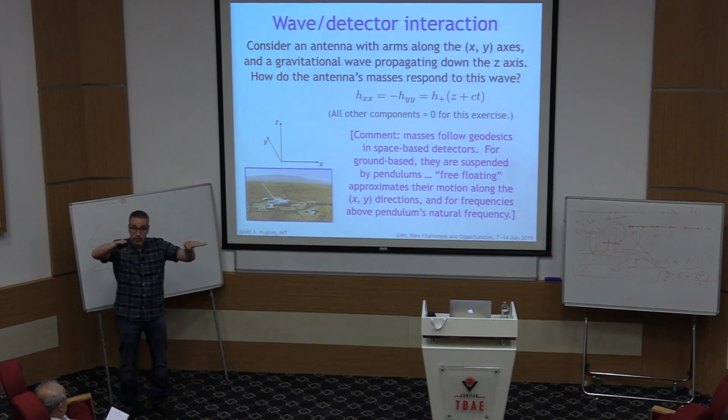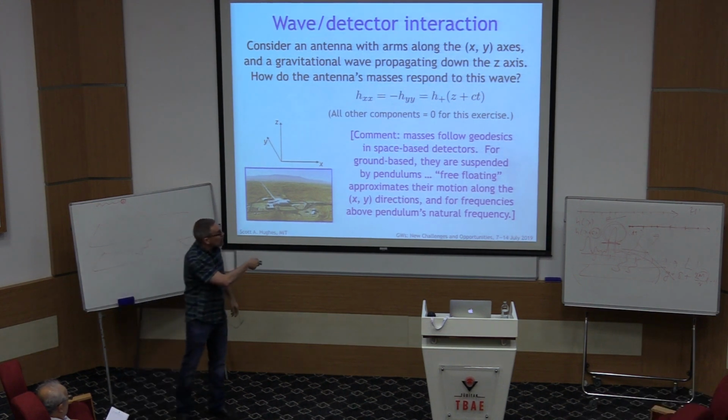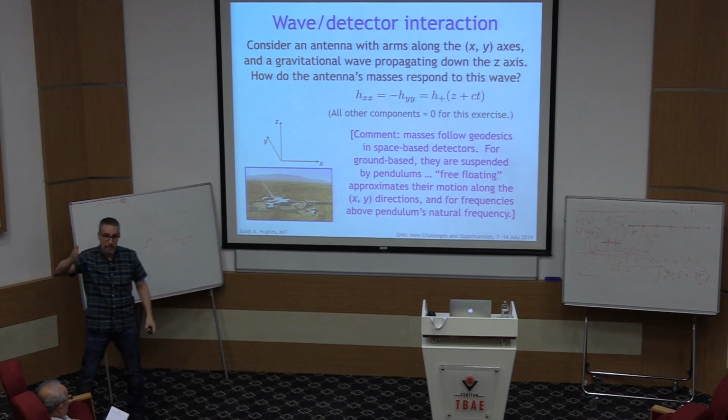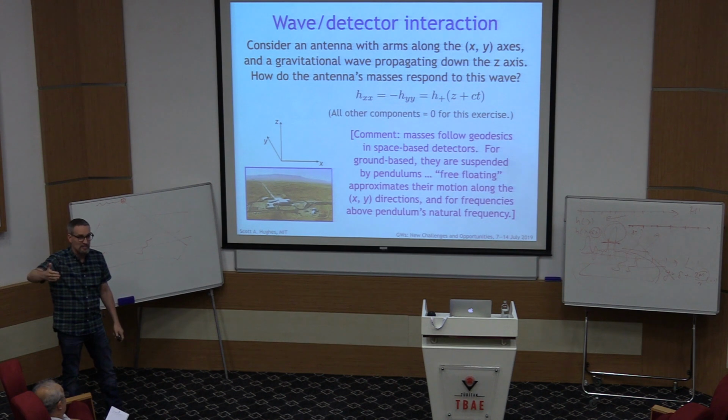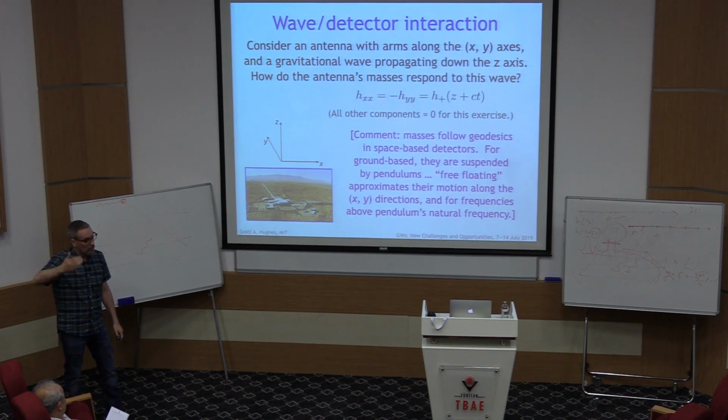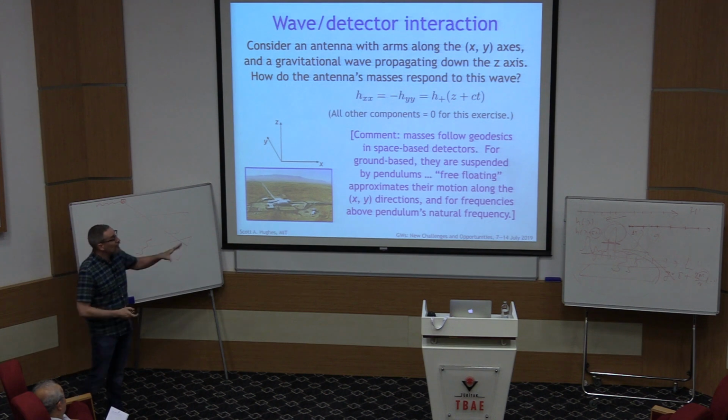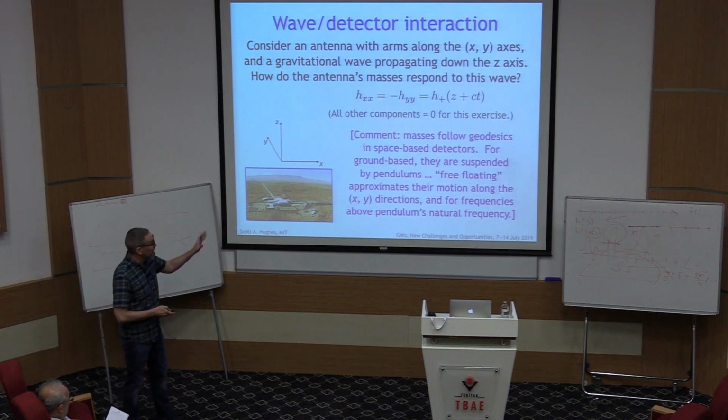orthogonal to the normal to the Earth's surface, as long as we only consider frequencies that are above the pendulum's natural frequency. The pendula in LIGO have a natural response frequency that's several hertz, and so as long as we're looking at frequencies significantly higher than several hertz, if something comes along and wiggles them, it's essentially decoupled from that pendulum, and so it is accurate to treat them as freely floating in this regime.